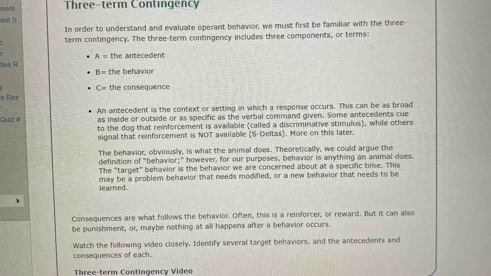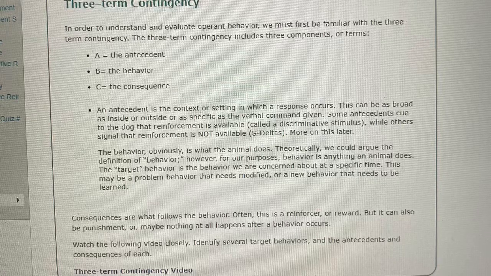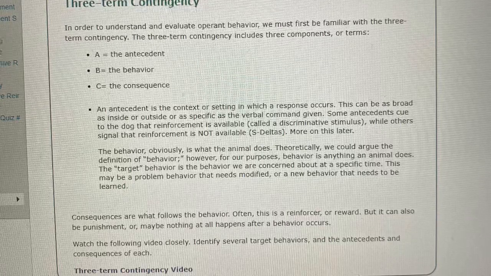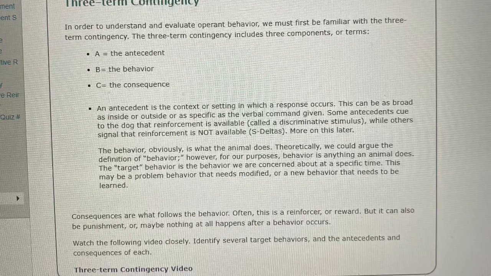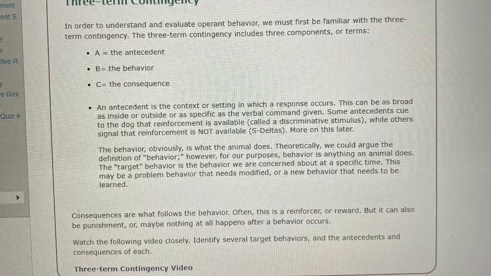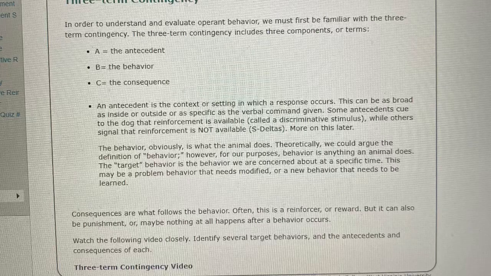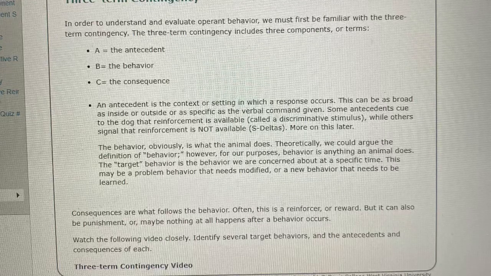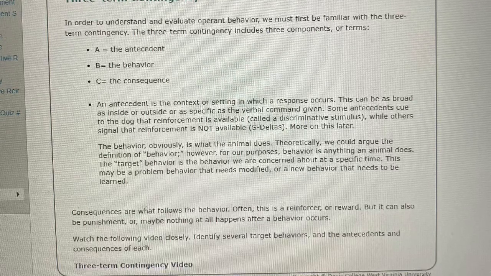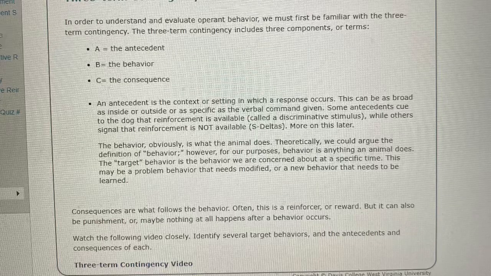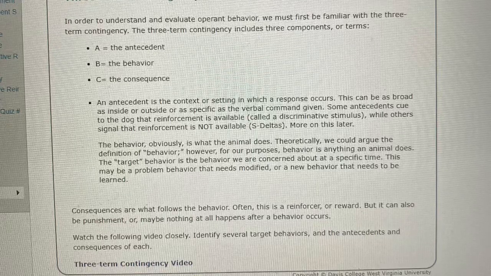Consequences are what follows the behavior. Often this is a reinforcer or reward, but it can also be punishment, or maybe nothing at all happens after a behavior occurs. Watch the following video closely. Identify several target behaviors and the antecedents and consequences of each. The three-term contingency video will be attached to the comments.